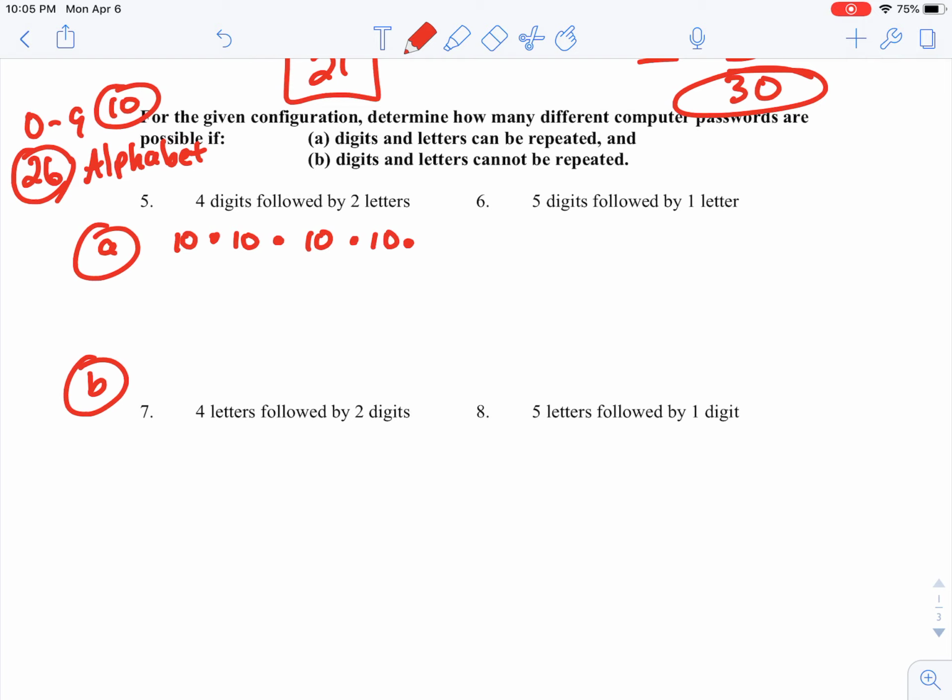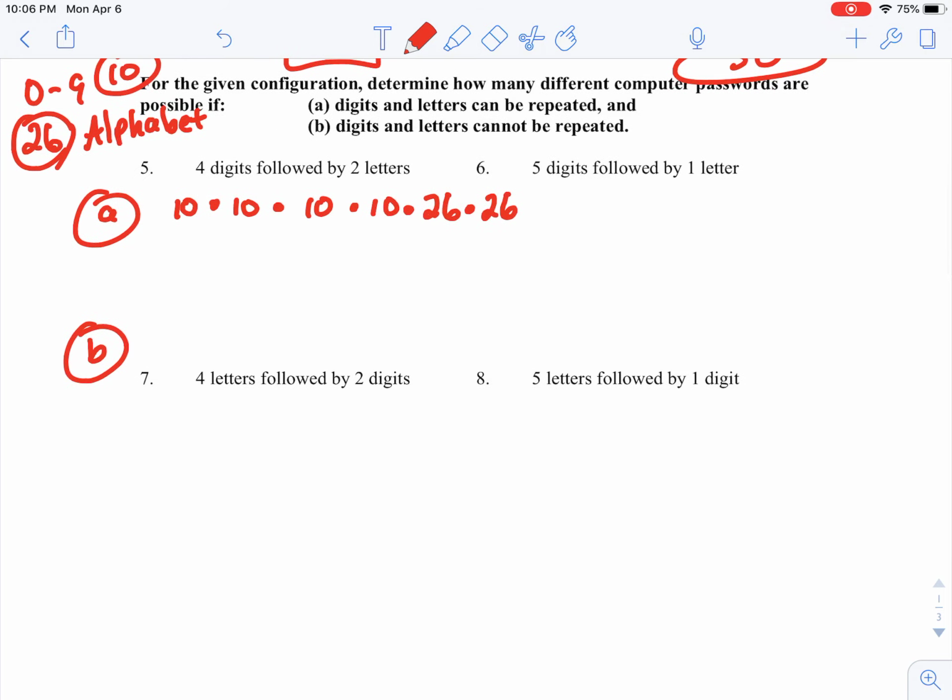Now when you pick your favorite letter, you have 26 to choose from. When you pick your letter again, there's 26 to choose from. These answers are going to get really big, so when you use your calculator, don't be surprised you get a huge number. 10 times 10 times 10 times 10 times 26 times 26 is 6,776,000. Now how is it different if you don't get to repeat?